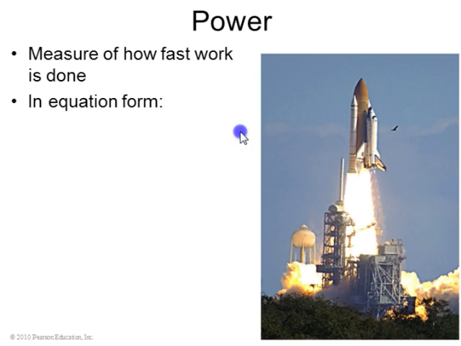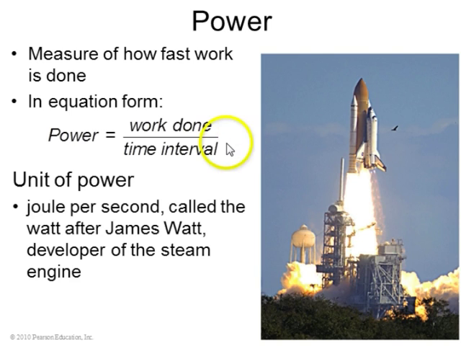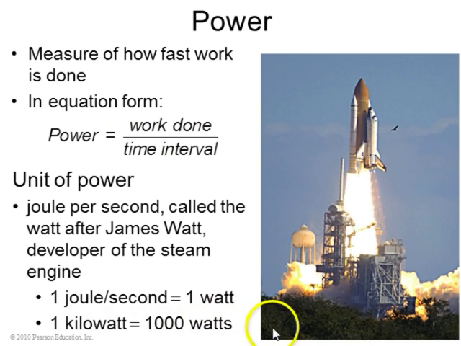Power is a measure of how fast the work is done. The equation for that is simply work done divided by the time interval. The unit of power is a joule per second, named after James Watt, the developer of the steam engine. It's called the watt. 1 joule per second equals 1 watt. You may have heard of kilowatts. A kilowatt is just 1,000 joules per second, or 1,000 watts.